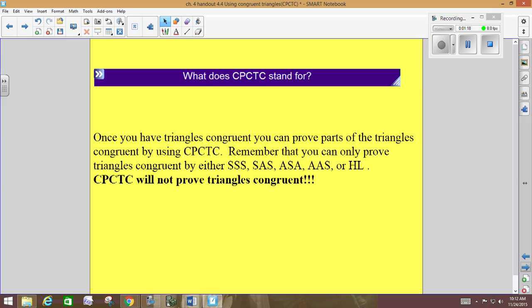All right, so today we're going to learn an acronym. The acronym is CPCTC. And it stands for corresponding parts of congruent triangles are congruent. Today you're going to prove that parts of triangles are congruent.